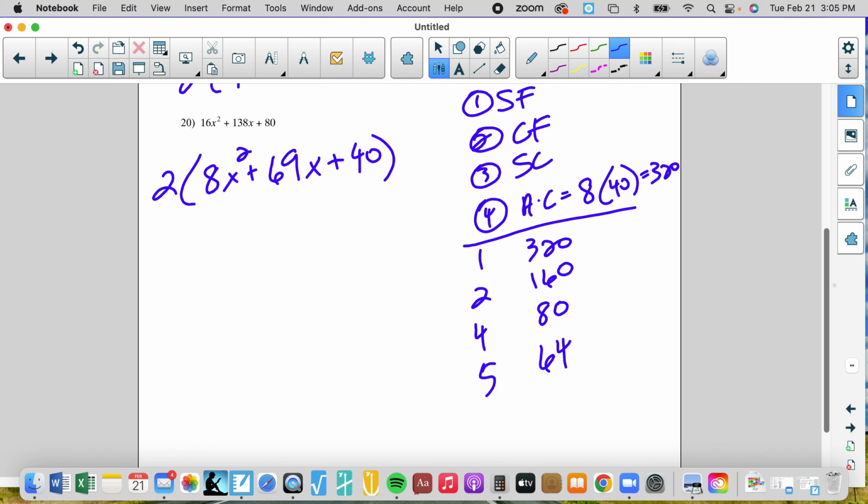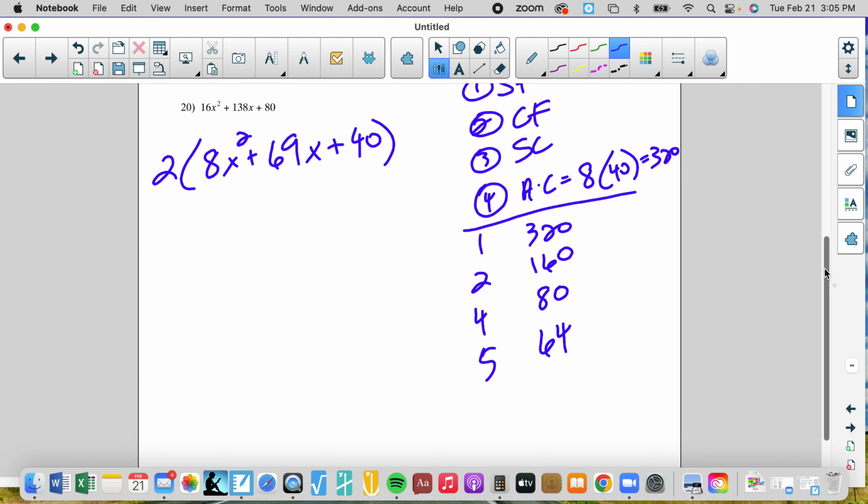64. 6, no, because it doesn't go into 3. Remember, all 6s go into 2 and 3. 7, no, I don't think so. 8, yes. 8 and 40. 9, no. 10, yes. 10 and 32. Let's just check as we go. Remember, adding that equals 69. Well, we could have stopped a long time ago because we got it right here.